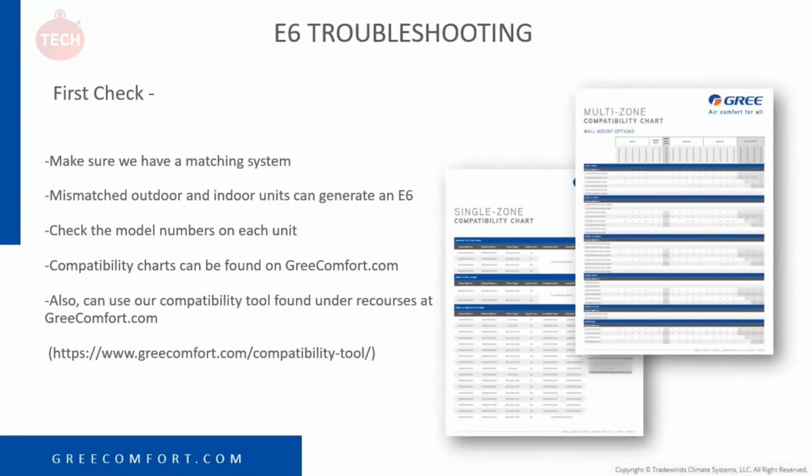That's something new we added not too long ago. So you can go to our website, greecomfort.com, under resources. You want to go to the compatibility tool and enter in your outdoor model or indoor model, and it's going to give you all the options of the units that you can match up with, to see if it's a compatibility issue or not. So that's always a good thing to start with, to make sure that we have a compatible unit before you get into wasting much time going down a rabbit hole.